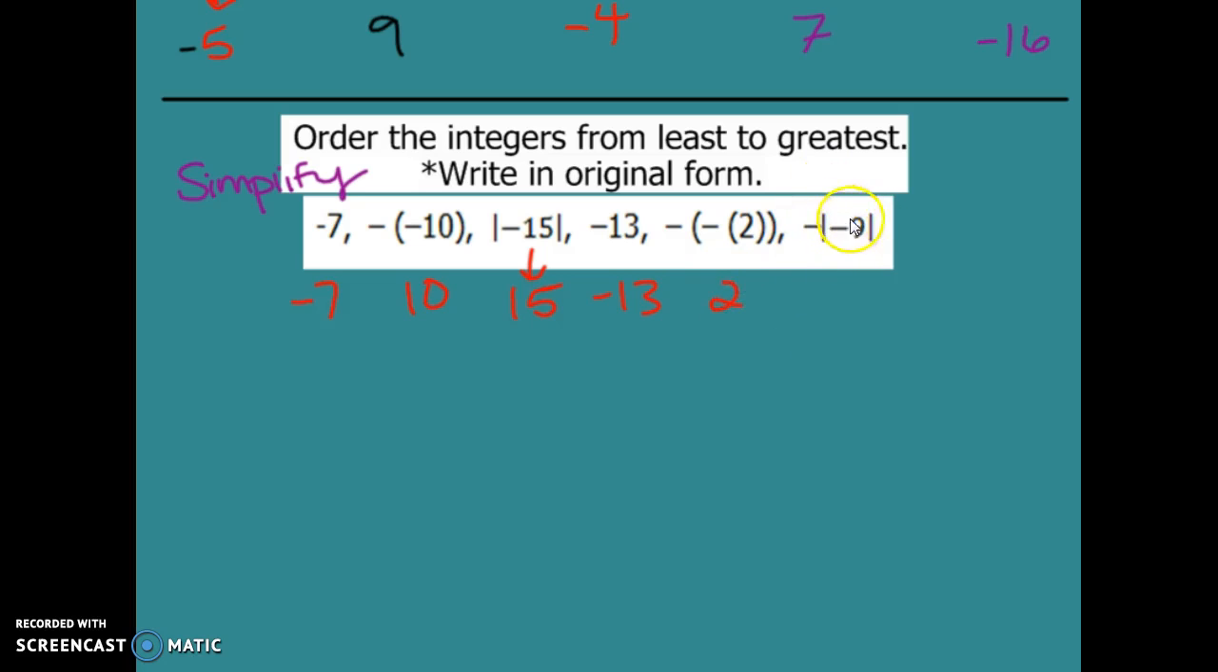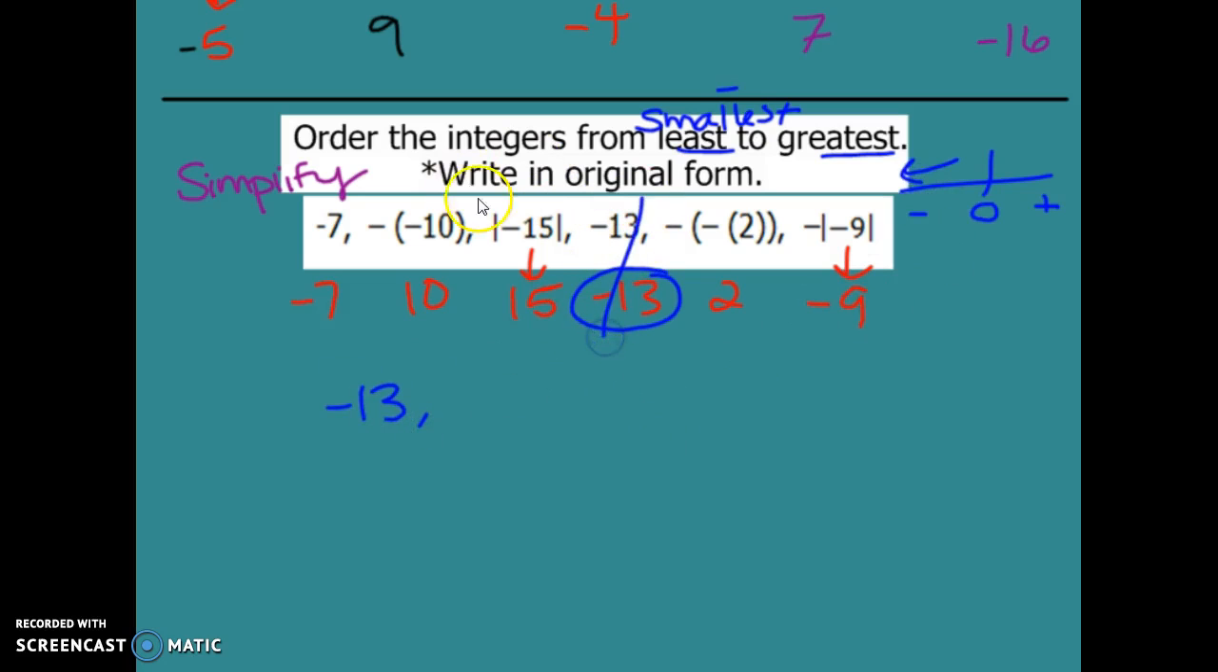Last one, little tricky, anything that goes in the shower dirty comes out clean, but then there's a negative on the outside, so it's back to negative again. So, putting these in order from least to greatest, we're looking for our smallest number, or the most negative number. We have 3 negative numbers. The biggest negative number on our number line, remember zero is here, negative numbers, positive numbers, the biggest negative number would be the smallest, so negative 13.